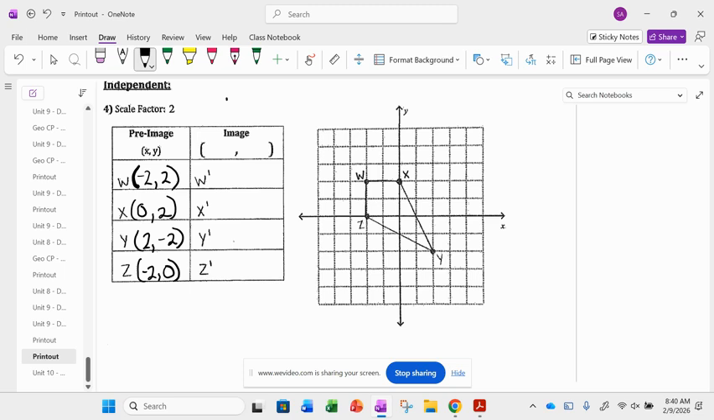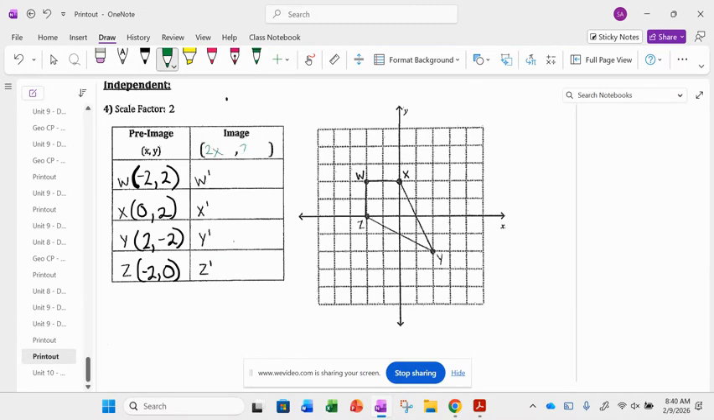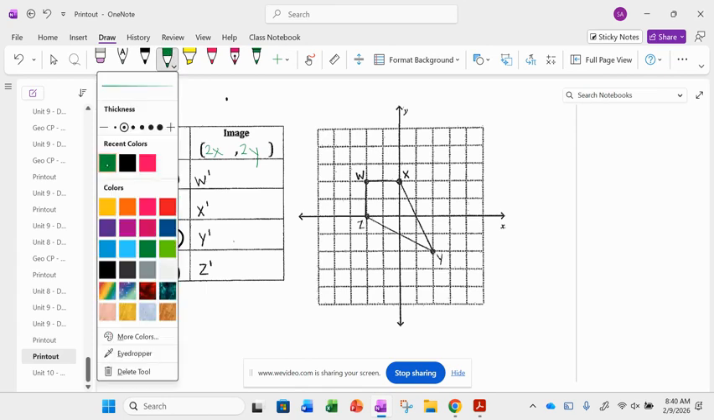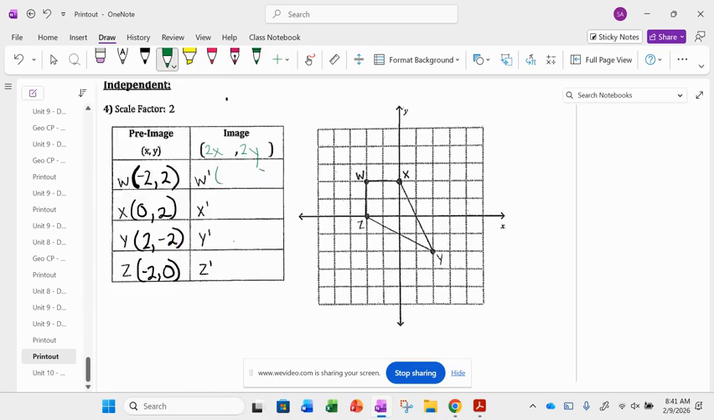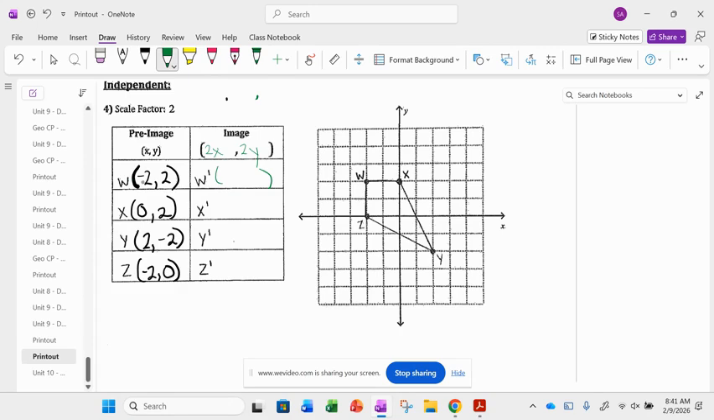So these are all our pre-image coordinates, W, X, Y, Z. And now to perform the dilation, you're going to multiply 2 times the X coordinate and 2 times the Y coordinate. So that's why I have 2X, 2Y in the image. And we could actually do this in our heads, can't we? So for W prime, we're going to do -2 times 2 is -4, and 2 times 2 is 4.